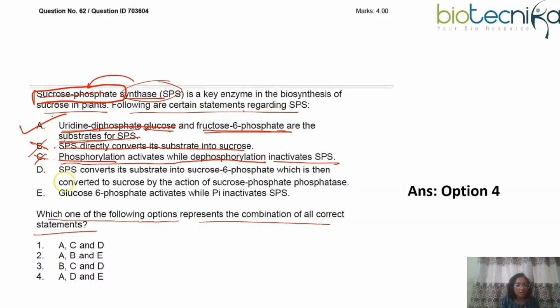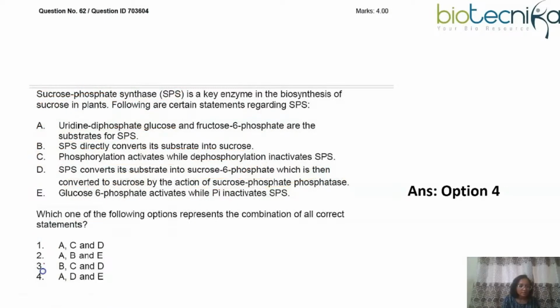That is correct. Okay, now D. If B and C are wrong, that means D and E are correct. So what is statement D? SPS converts its substrate into sucrose 6-phosphate. That's correct, which is then converted to sucrose by the action of sucrose phosphate phosphatase. That is also correct. We just saw that phosphatase will remove this phosphate and you will get sucrose. Last sentence, glucose 6-phosphate activates while Pi inactivates SPS.